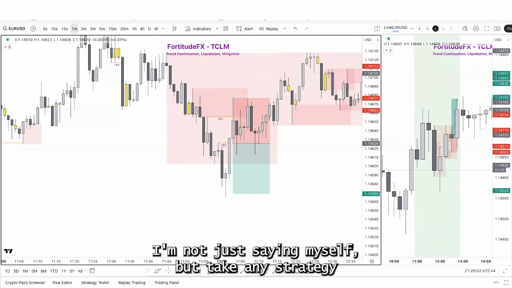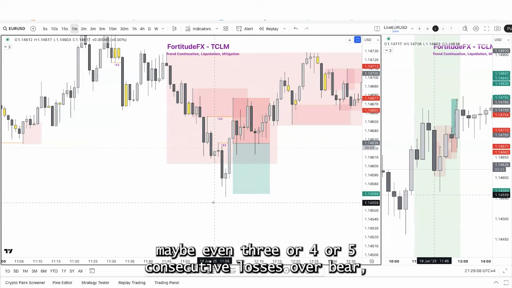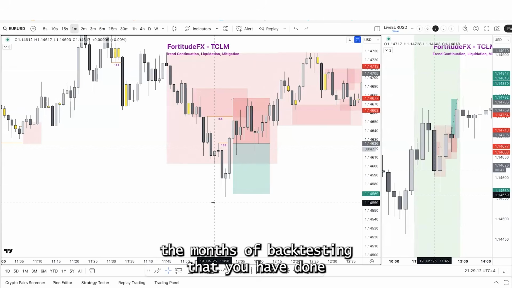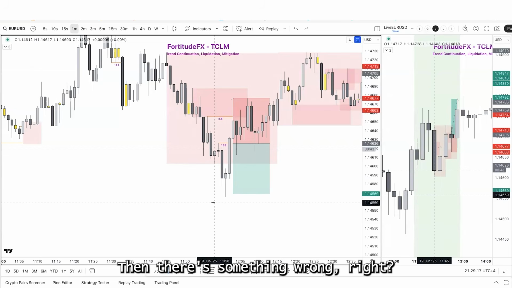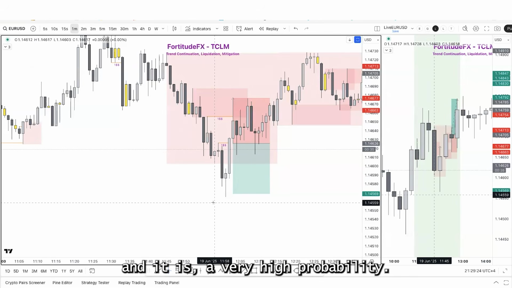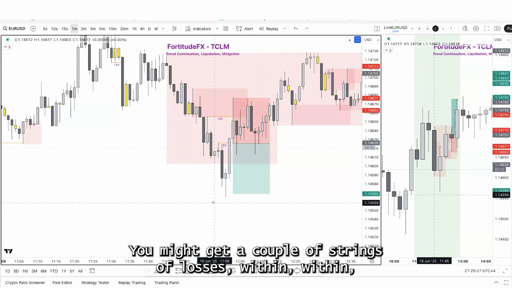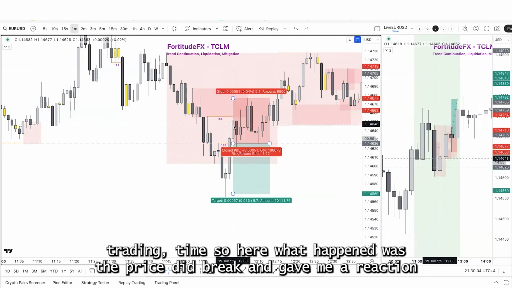but take any strategy. If you're going to let one loss, two losses, maybe even 3, 4, 5 consecutive losses overbear the months of backtesting that you've done, which clearly shows an edge in your strategy, then there's something wrong, right? Because this is part of the game. We are playing a game that is based on probabilities. And it is a very high probability you might get a couple of strings of losses within the trading time.